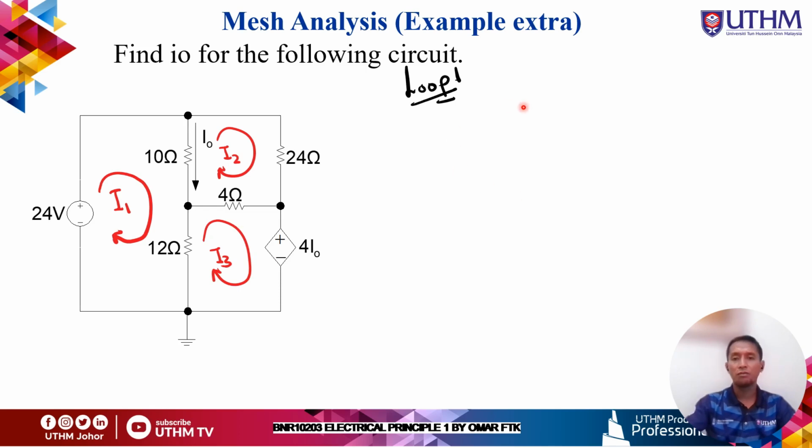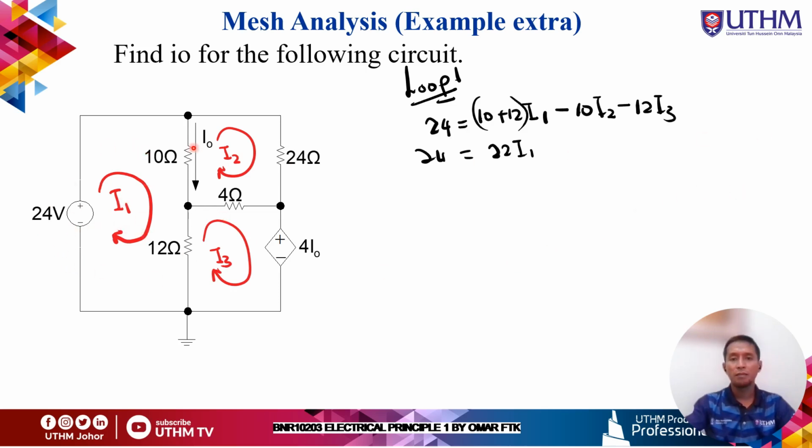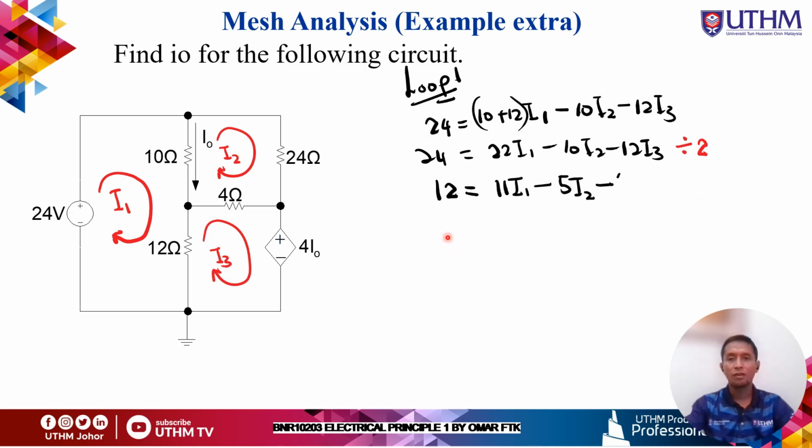So for the first loop, you can see that it starts with a water supply minus 24, okay, plus 10 (I1 minus I2), plus 12 (I1 minus I3), and equals 0. And then you can simplify the equation. You will get 11 I1 minus 5 I2 minus 6 I3 equals 12. And so this is the first equation.